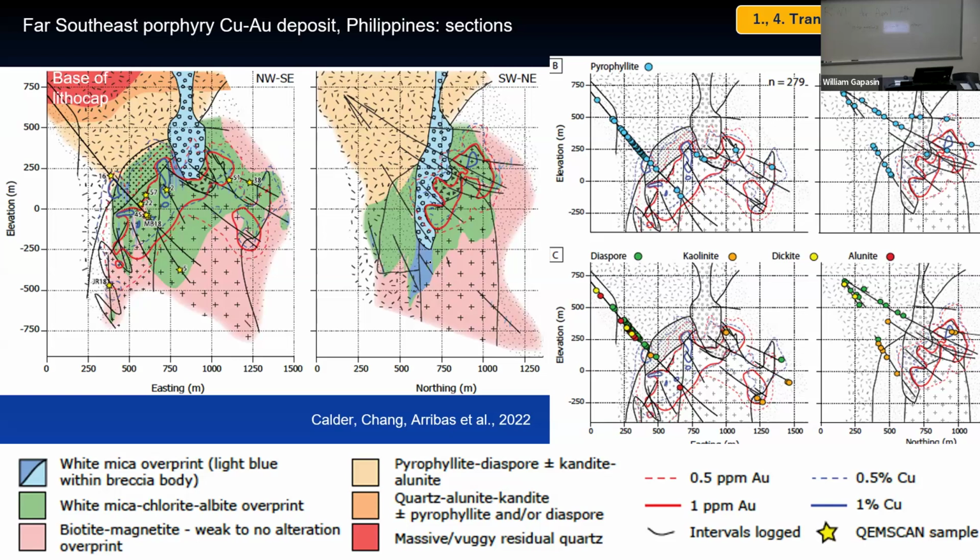And that white mica overprint, right between the lithocap and the white mica, is dominated by pyrophyllite, as well as some other aluminosilicates, diaspore as well, alunite. And so this is not acid alteration from the lithocap. Again, this is white mica fluid ascending and cooling and giving you this overprint.